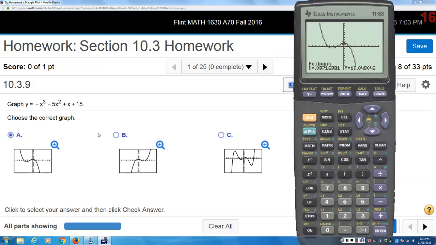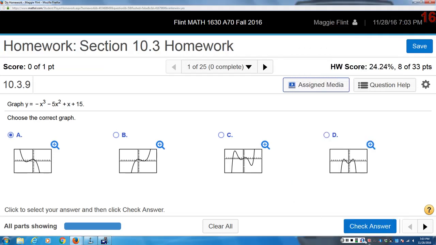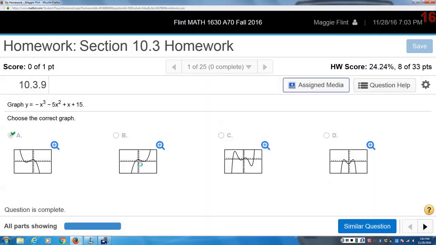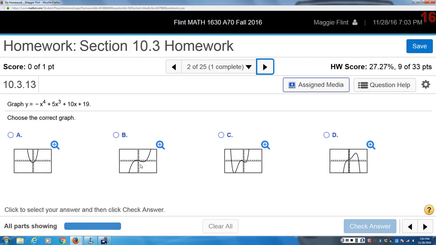Okay? But all they wanted us to do was find the graph. We found the graph, said yay, next question. This one's the same thing.